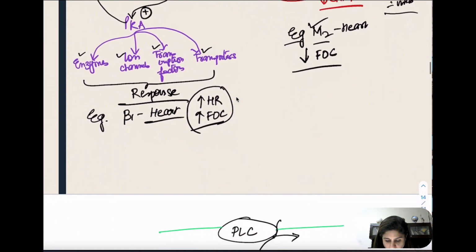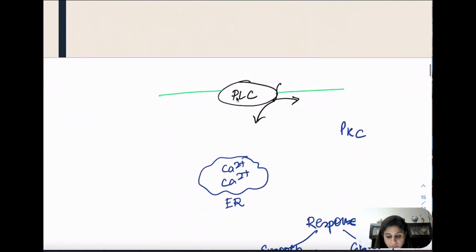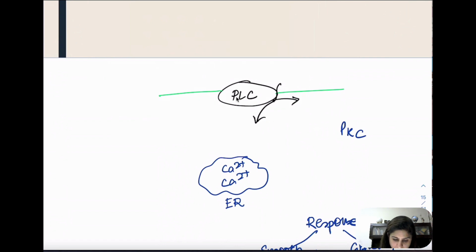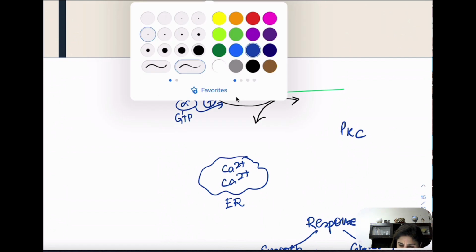Right? Now let's go to the third type, which is the GQ. Now if we go to the GQ type here, again you will see that we have this alpha attached to the GTP. So alpha here is attached to the GTP, and this is going to stimulate a different type of enzyme. If it is GQ, this is phospholipase C.